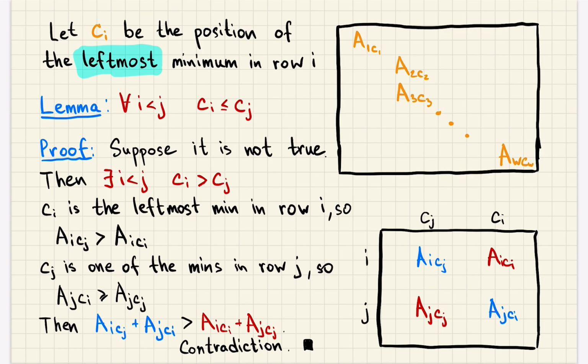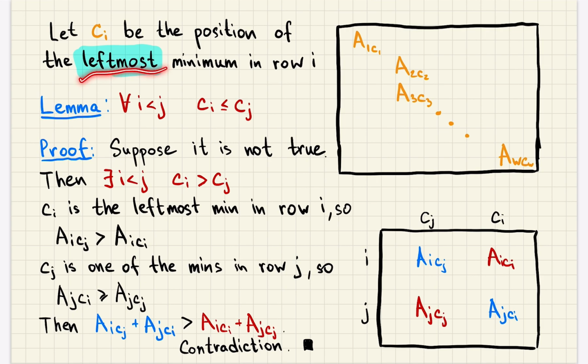We know some inequalities about the elements. And since Ci is the leftmost minimum, the value to the left should be strictly greater. And Cj is one of the minimums in row j, so the value to the right is at least as big. So we get these two inequalities, we can sum them up. One of them was a strict inequality and the other was non-strict. So when we sum them up, we will get a strict inequality. And we can see that the sum of these blue numbers is strictly greater than the sum of the red numbers, but that contradicts quadrangle inequality, so that cannot happen.